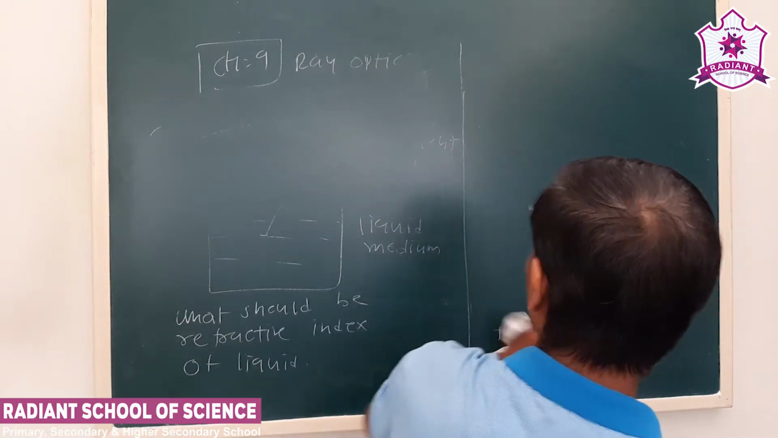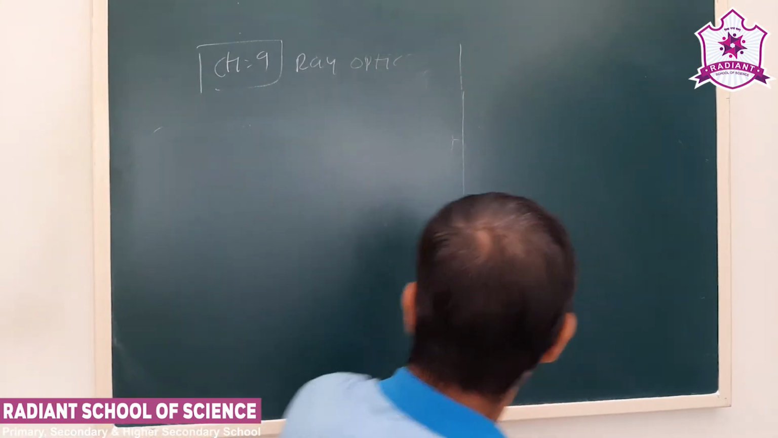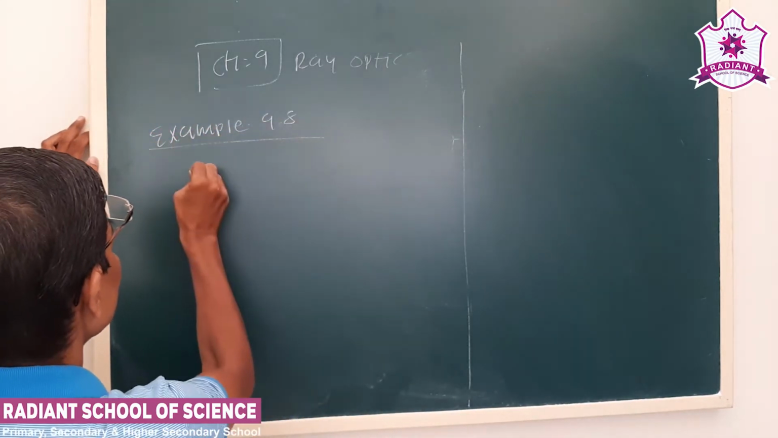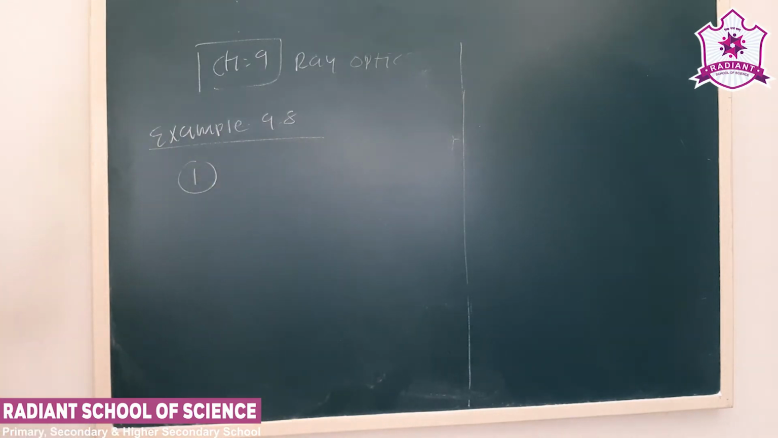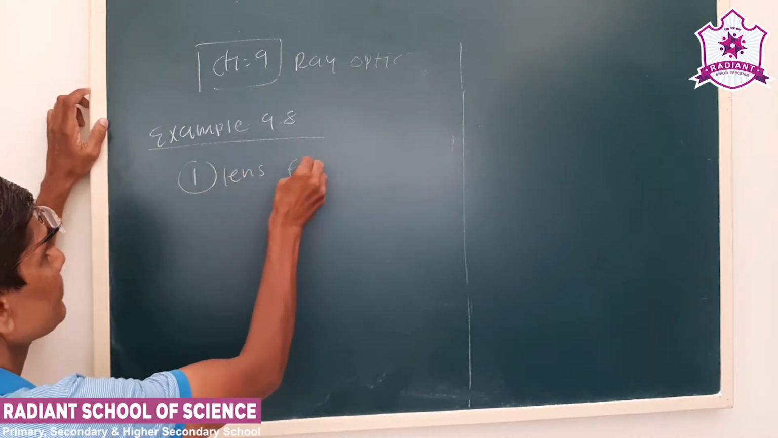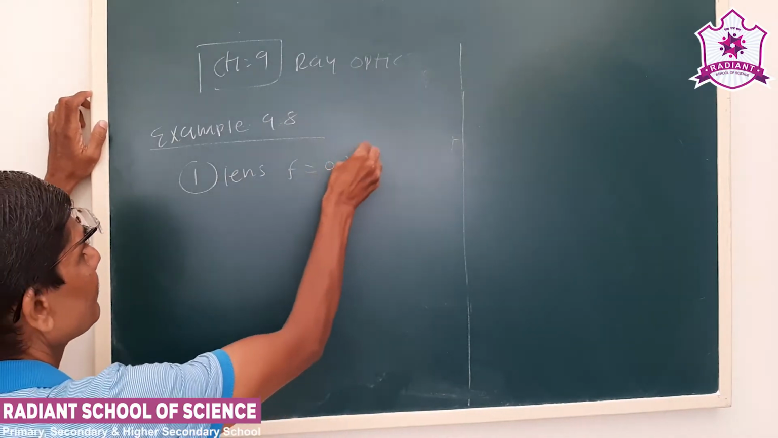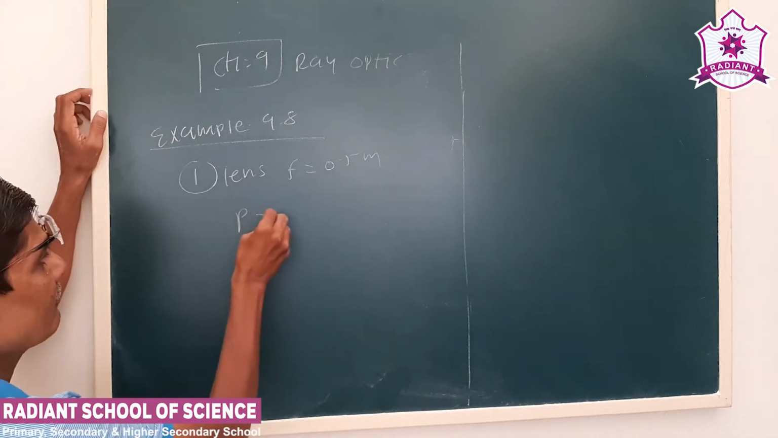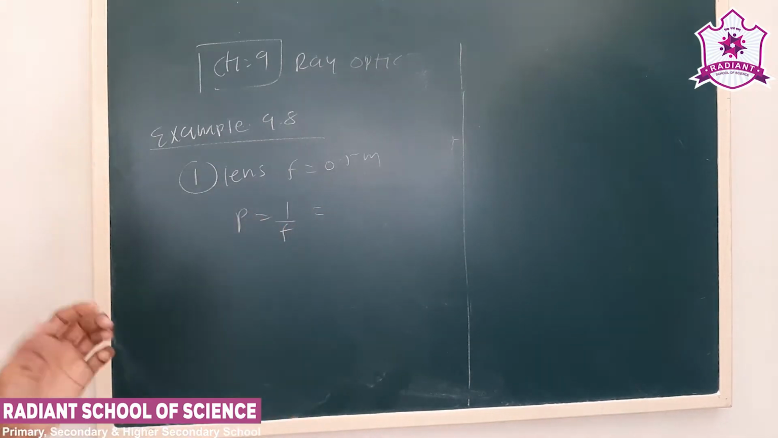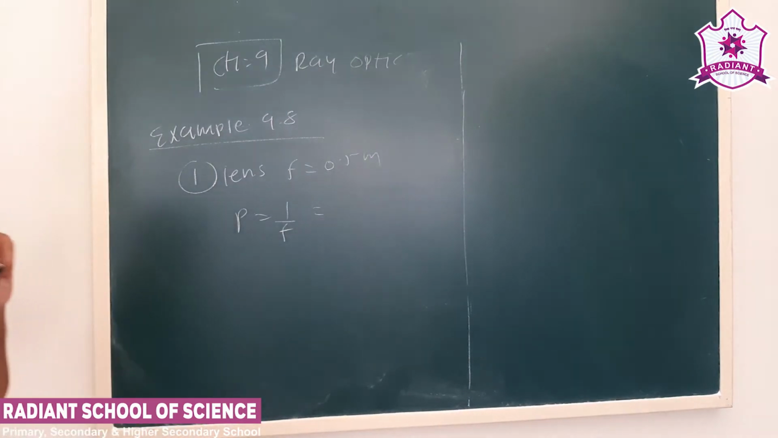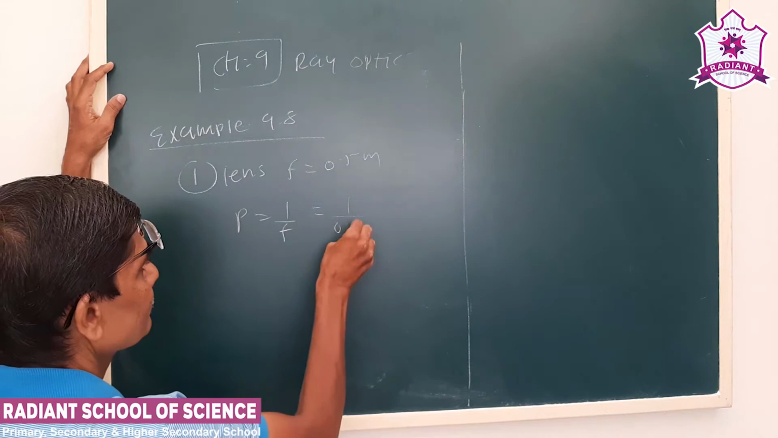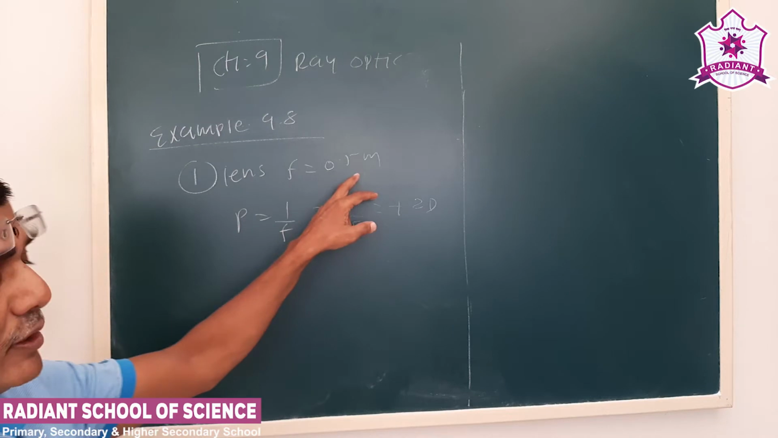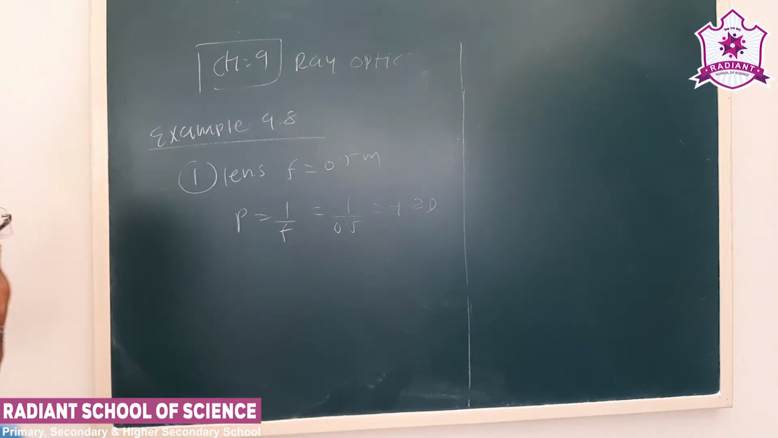Now it is made up of 3 parts. See part 1: for a lens, focal length is 0.5 meter. What should be the power? The power formula is P equals 1 by F. We should keep in mind that the focal length should be in meters. So P is 1 upon 0.5. It is a positive value, so the power will be plus 2 D. Focal length is given as 0.5 meter, power we have to find out. So P is equal to 1 upon F.